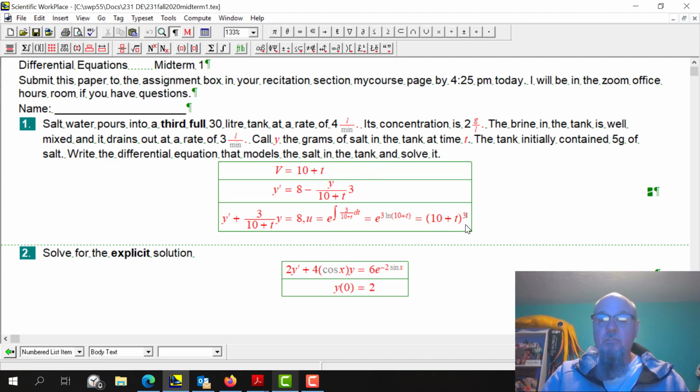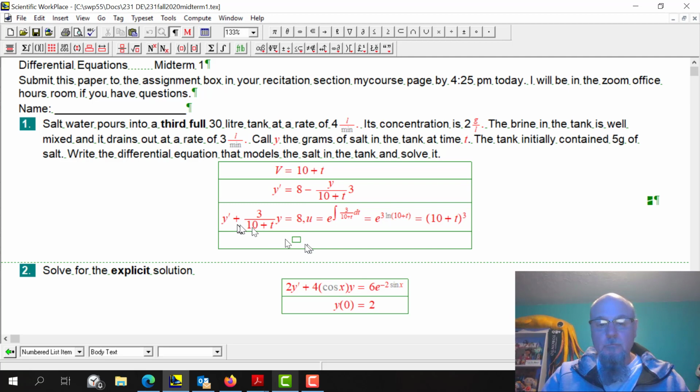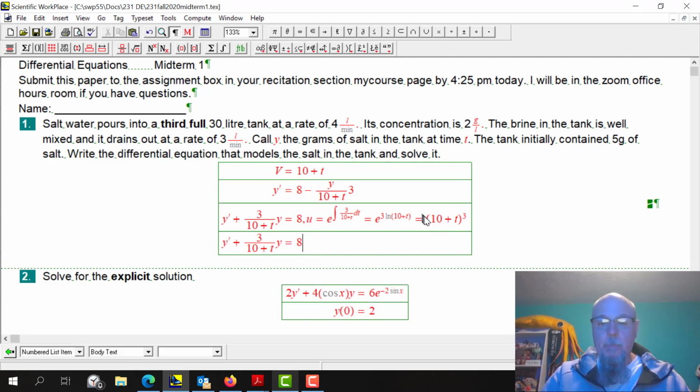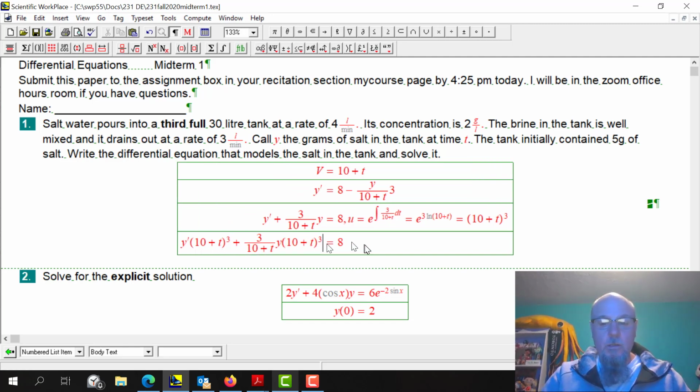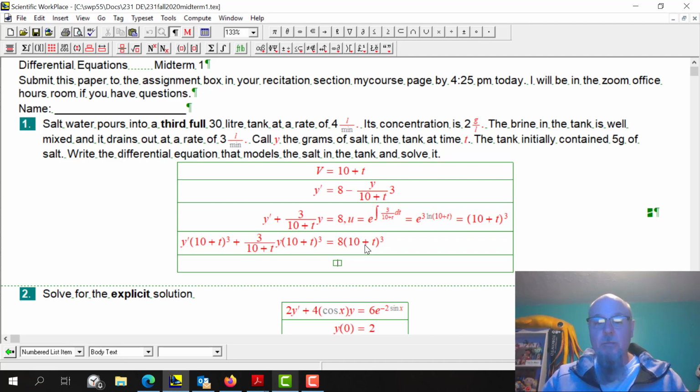I'm going to multiply 10 plus t cubed all the way through all 3 sides of this differential equation. So that's going to give me this. So 1 here, 1 here, 1 here. Now we're going to integrate both sides. I know that the left-hand side is going to integrate to be y times the integrating factor. The other side, I got to add 1 to the exponent, so that becomes a 4. Divide by the 4, so that's a 2. And this is the stage where we plug in our plus c.